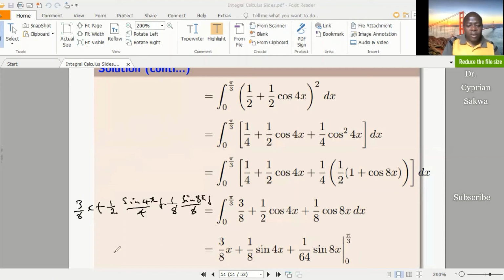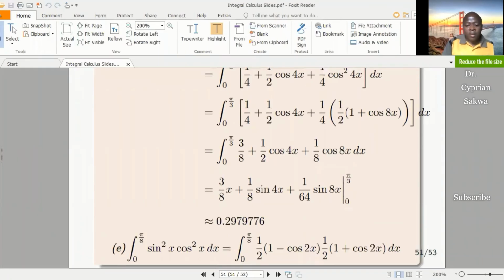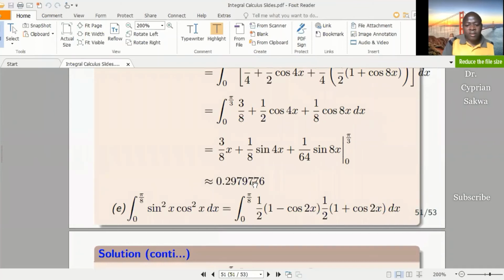Then plus constant of integration. So what that gives me is 3 over 8 x plus sin 4x over 8 plus sin 8x over 64 plus constant of integration C. And then this one was a definite integral. That means we must insert our limits, and that gives us this.